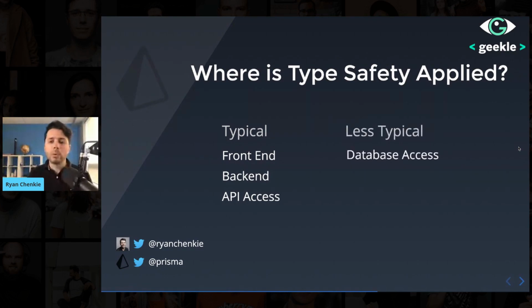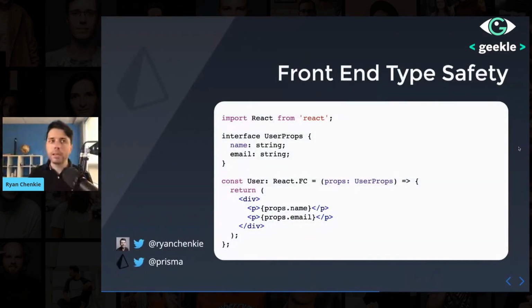The less typical spots where we would see this, though, would be database access. So typically when we think about database access, what do we think about? Maybe we've got some kind of ORM that helps us to access our database. Maybe it generates SQL queries for us. Maybe we're using raw SQL to access our database. And less typically, we see type safety around this. But this is an interesting area where newer libraries and also Prisma really come in handy, because we can get a lot of database type safety with very little effort.